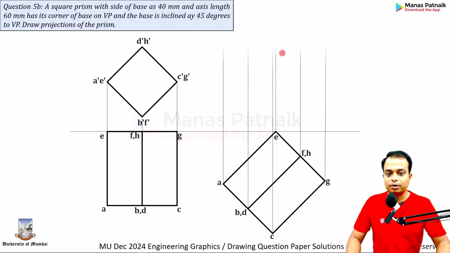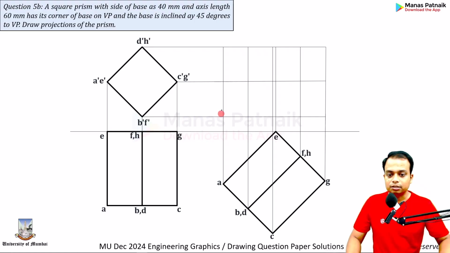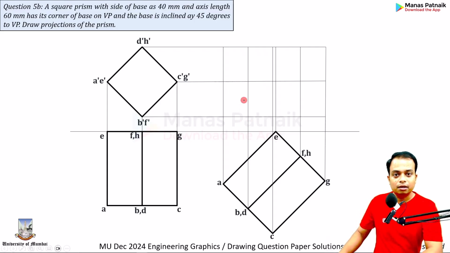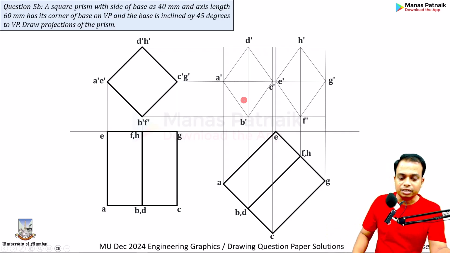Now project line upwards and then to the right. This is line for A. That's point A. Similarly, this is line for B. That's point B. In the same fashion, you can get all the points, right? Join them. This is how it is.